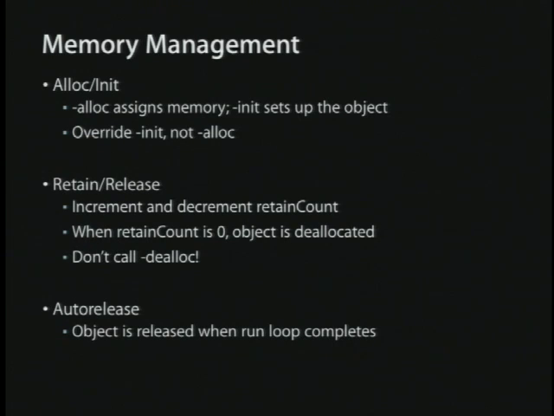Retain and release: the way that memory is managed on the iPhone OS and on the Mac is through retain counts. So when you retain or alloc, your retain count goes up by 1. When you release, it goes down by 1. And when you get to 0, it'll call dealloc. Don't call dealloc directly unless you're subclassing dealloc to do your own memory releasing. And autorelease will help you release memory when a run loop completes, so it allows you to defer memory release.